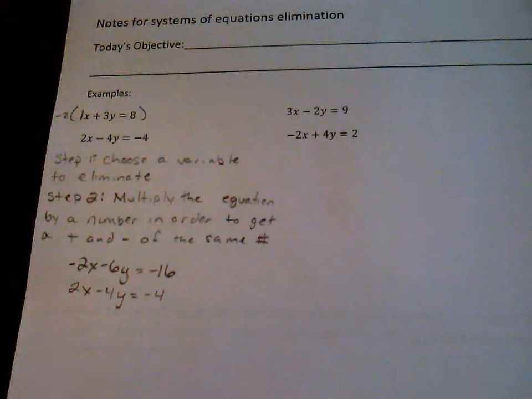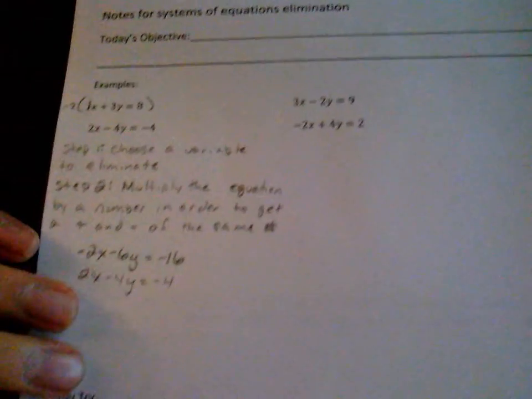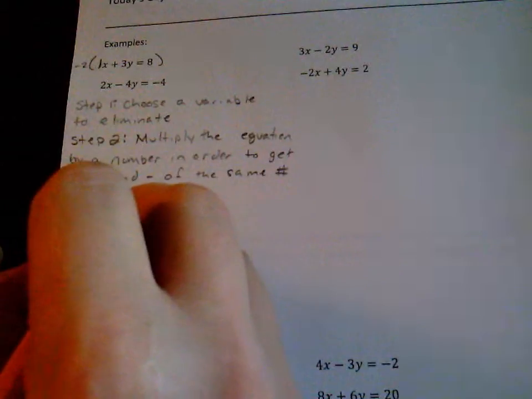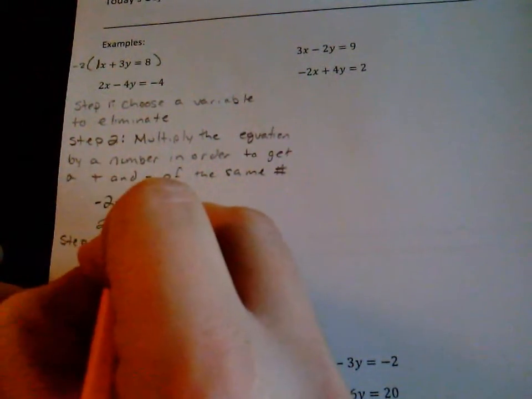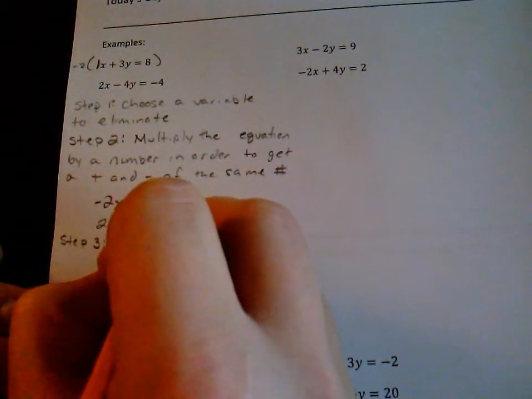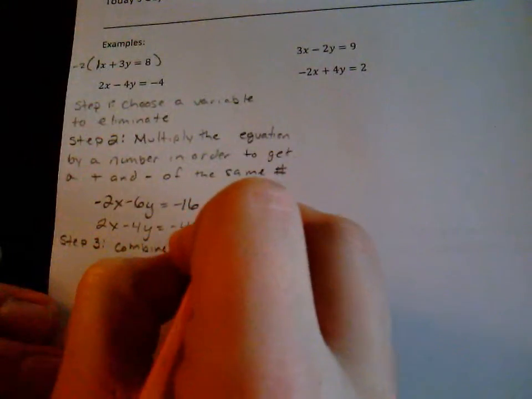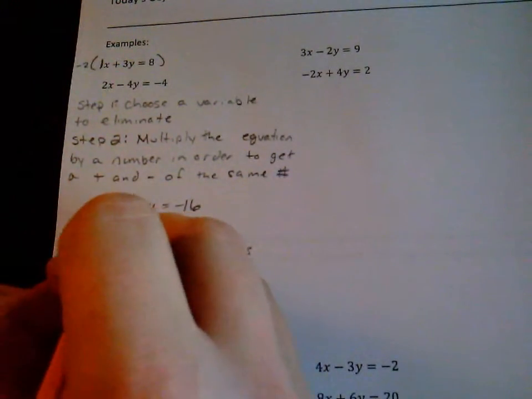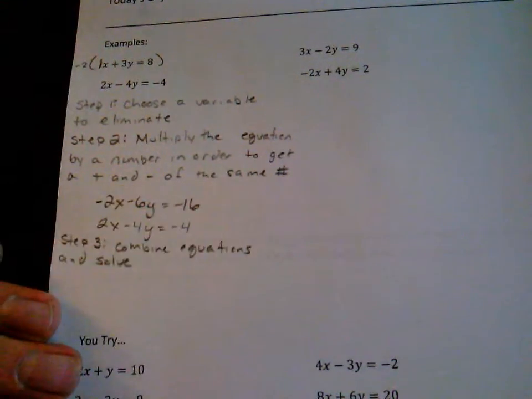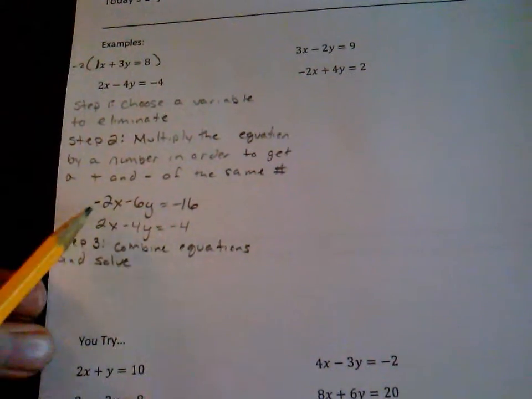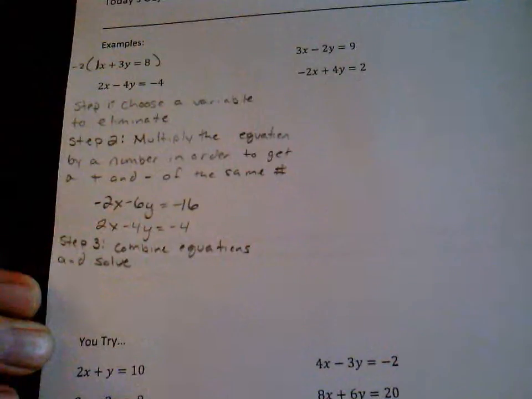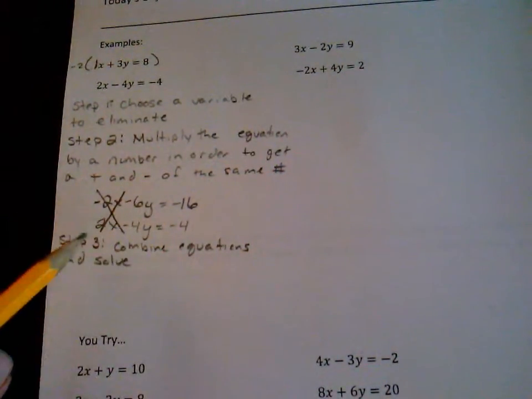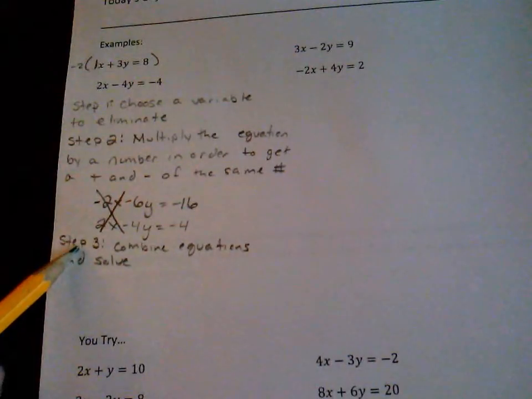Now, our next step, step 3. Combine equations and solve. This is what I mean by combining equations. You'll notice these two, what they do is they eliminate from each other, because negative 2 and a positive 2 makes 0.